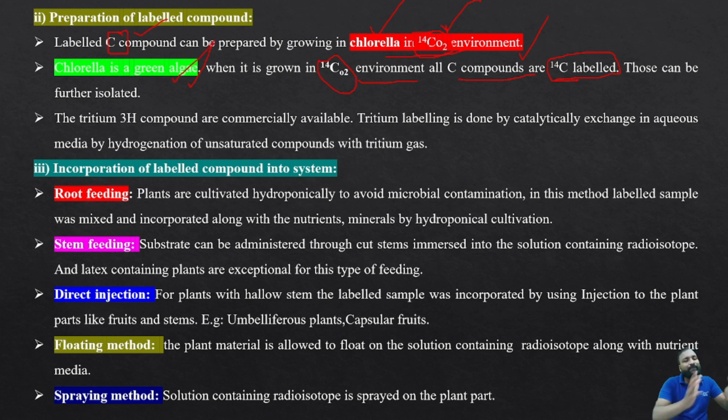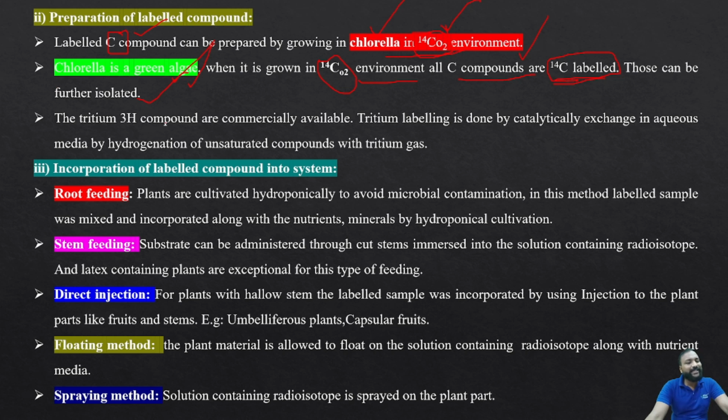Okay, so when we place the labeled carbon into this environment consisting of chlorella algae with carbon dioxide, especially 14C carbon dioxide, and we cultivate them, finally all the compounds that we incorporate become 14C carbons. Yes, after that they can be isolated and directly incorporated for further processing.